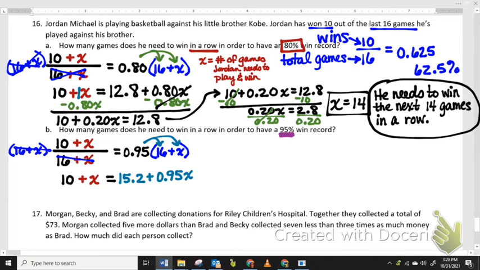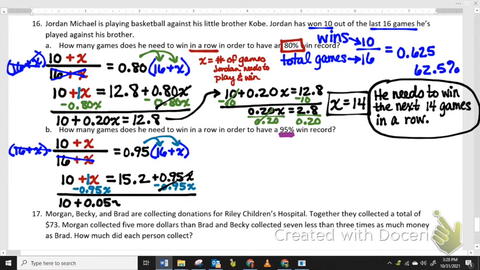Oh, I meant to write that in black. All right, let me fix that real quick. All right, now I'm going to get my x's to the same side. I'm going to subtract 0.95x from both sides. Remember, this is a 1x right here, so I can subtract those. They are like terms. In my calculator, I would do 1 minus 0.95. That's 0.05x. So 10 plus 0.05x equals 15.2.